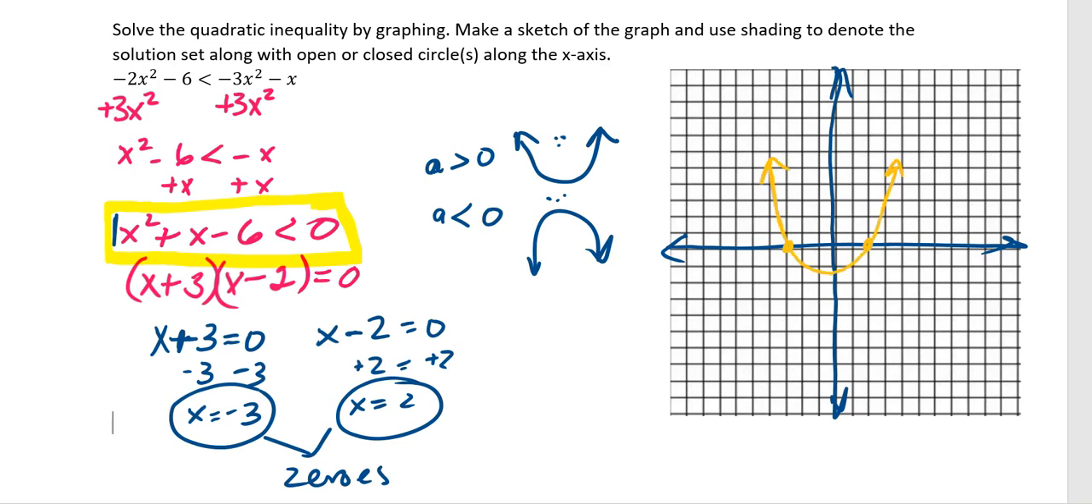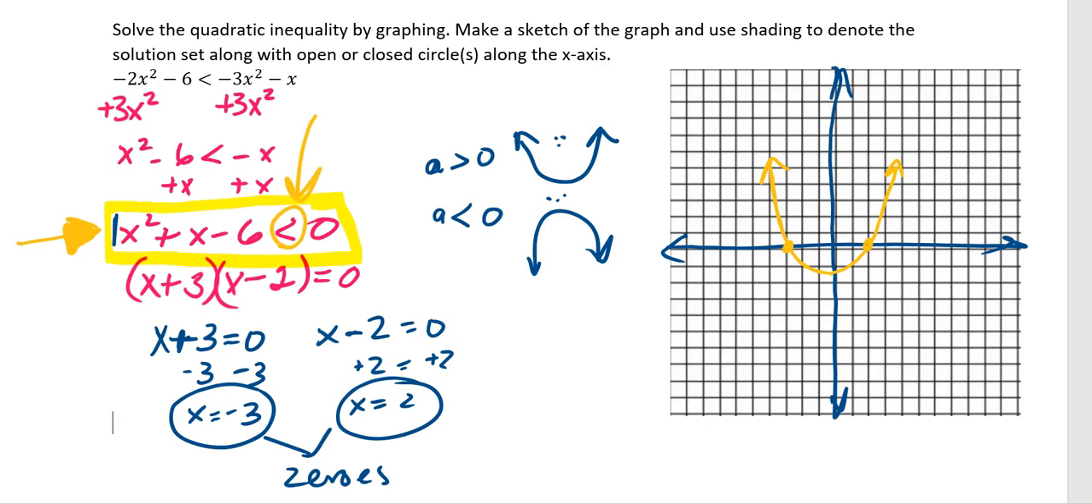Remember, I don't really need to find the vertex for these quadratic inequality problems. I'm really more concerned about how the parabola is acting. I want to know what regions fall above the x-axis and which regions fall below the x-axis. So once again, we're always going to go back to this inequality that has 0 on one side, and it has the symbol of less than.